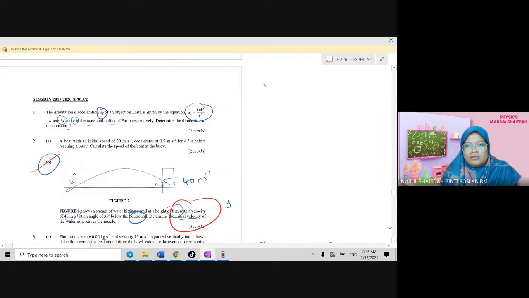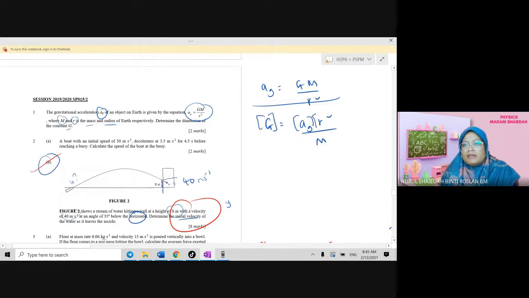Okay, so kita guna formula AG sama dengan GM over R squared. So kita nak cari dimension untuk G. So make it G as a subject lah. So dia akan jadi G sama dengan A R squared over M. So bila saya nak start je, saya kena buat bracket. Bila nak buat dimension je, terus kena buat bracket. Selagi dia tidak dalam bentuk MLT, theta semua tu, dia adalah bukan dimension lah.